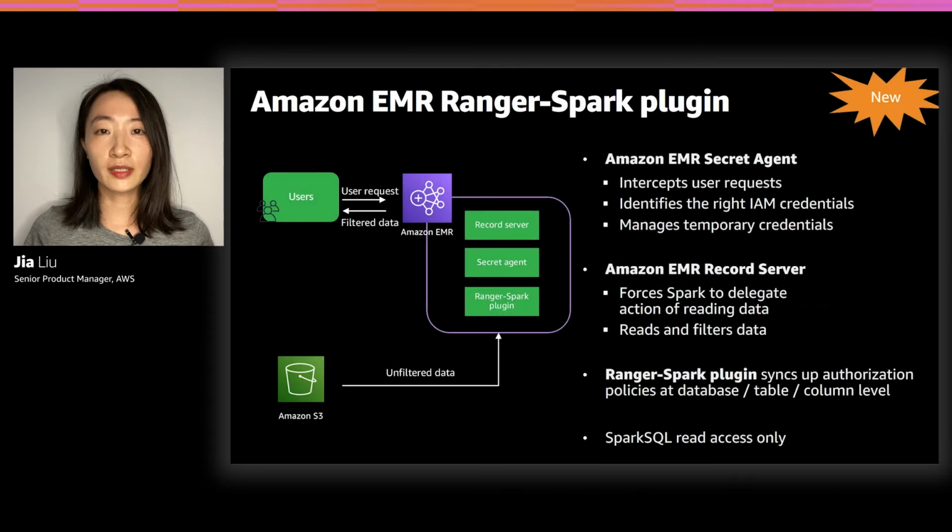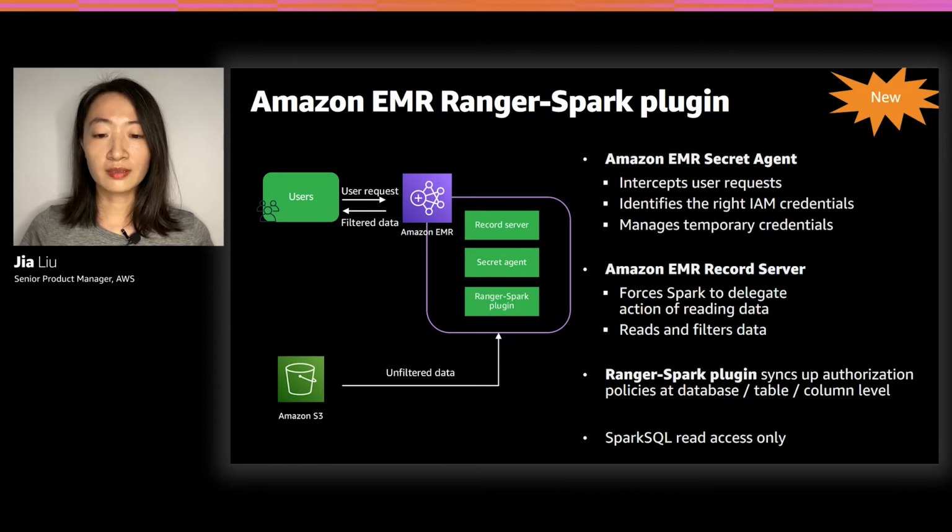Let's dive deeper into how the Ranger plugin works. We have built two Amazon EMR components into the Ranger plugin. The first is called Amazon EMR Secret Agent. Secret Agent is used to intercept user requests, identify the right IAM credentials, and manage temporary credentials for your data access. The second component is called Amazon EMR Record Server.